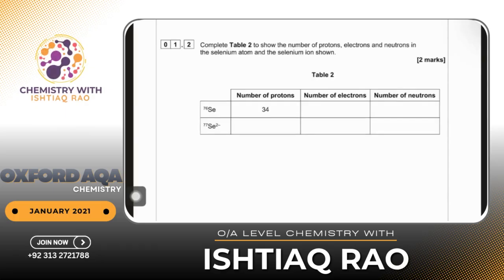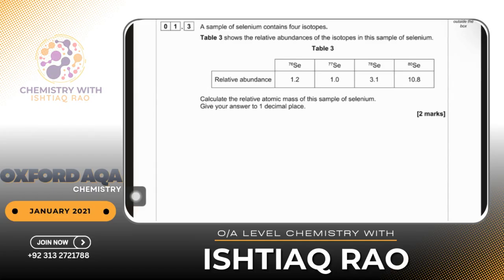Then the number of electrons: there are 34 protons and there is no charge, so 34 electrons. The number of neutrons means 76 minus 34. For this one, I'm supposed to have selenium 2 minus, 34 and 36. Again, the same thing, 34, because this is an isotope of selenium since the mass number is different. For an isotope, the mass number should be different.